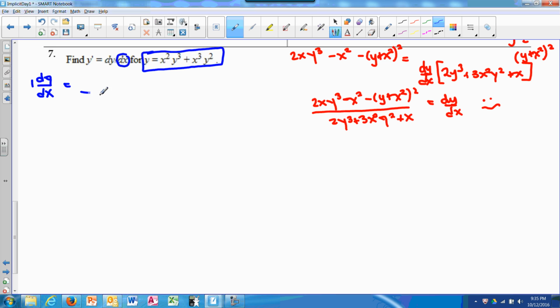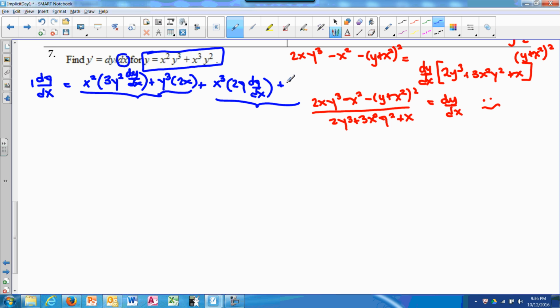Our product rule for the first product is x squared multiplied by the derivative of y cubed, which is 3y squared dy dx, plus the derivative of x squared would be 2x, the y cubed we can keep. So that's just my first product. My second product term, I have x cubed. The derivative of y squared is 2y dy dx, plus y squared times the derivative of x cubed, which is 3x squared. So the other product.